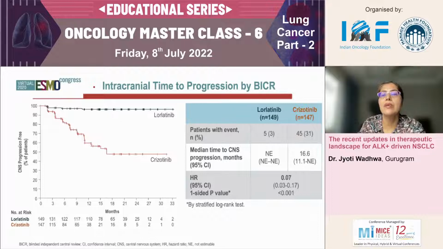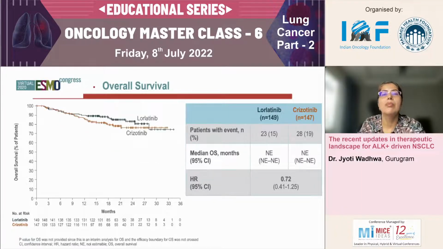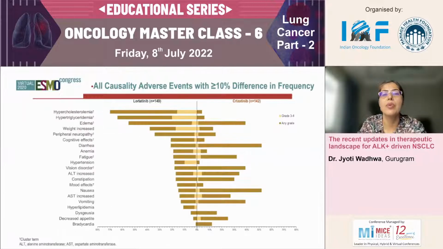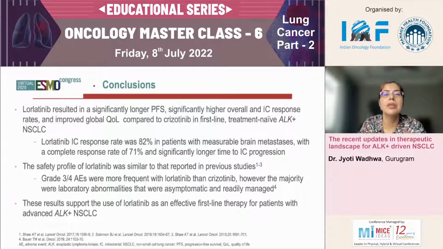And this is how the curves look in terms of intracranial time to progression with lorlatinib. Hazard ratio of 0.07. So almost nobody would have an intracranial progression when given lorlatinib. And if develops or if has, then would do very well. The overall survival median is not yet reached at the time of reporting of this study. Two peculiar side effects with lorlatinib: hypercholesterolemia and hypertriglyceridemia, which are not seen with crizotinib.